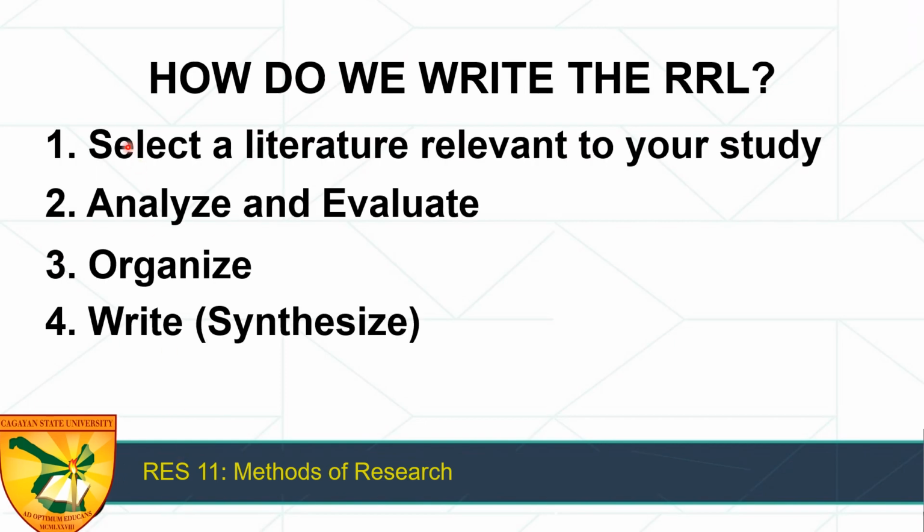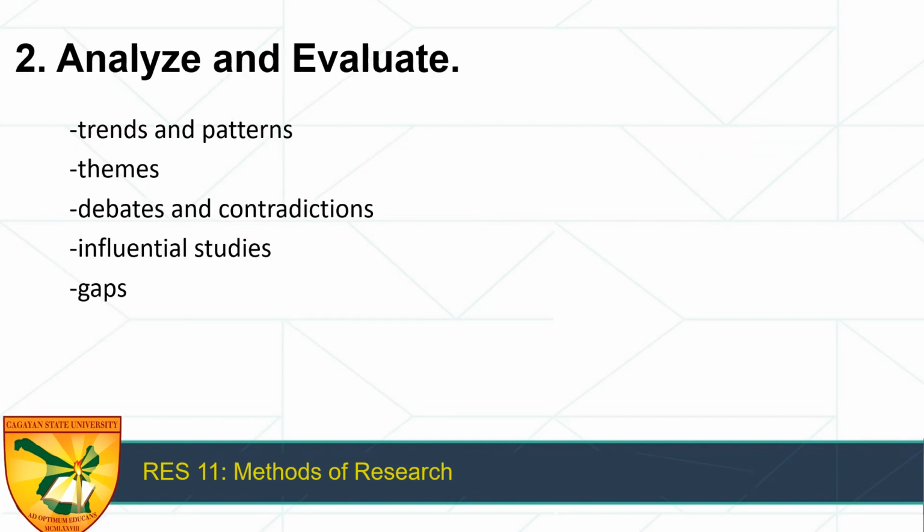So now that you've selected your literature for your study, we are now ready to analyze and evaluate these RRLs that you've collected. So in analyzing and evaluating your literatures, you need to identify themes, debates, and gaps. You need to look at trends and patterns. You need to look at themes, debates, and contradictions, influential studies, and gaps. And take note of the connections of the different sources to easily organize your literature review for your next step.